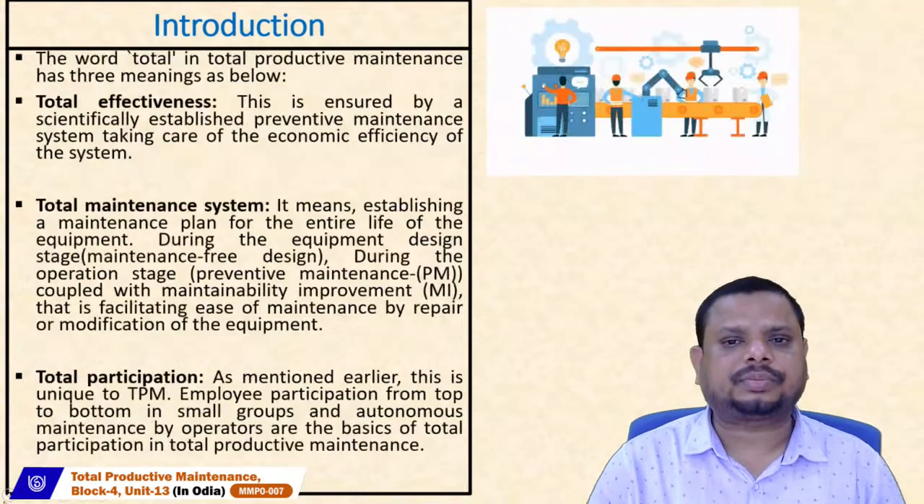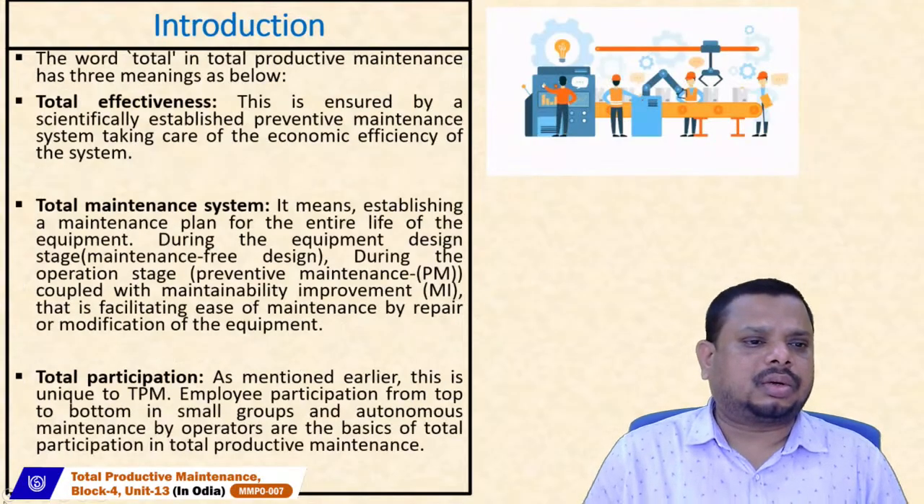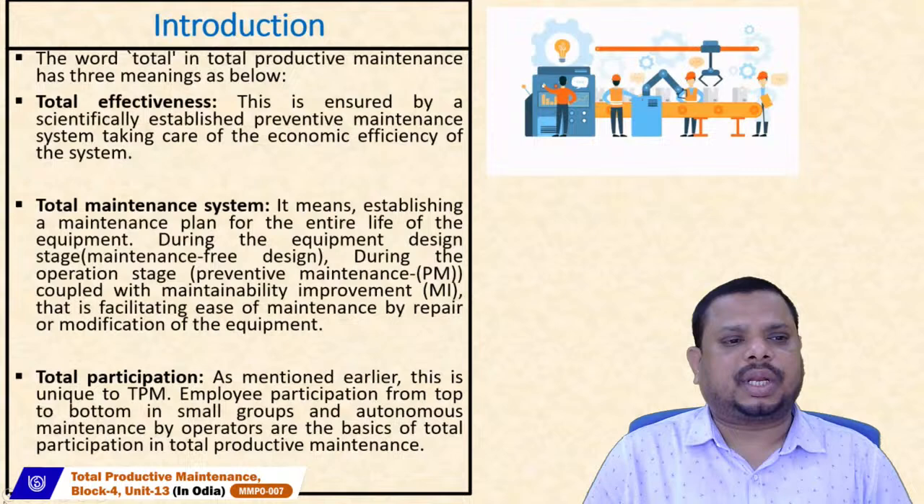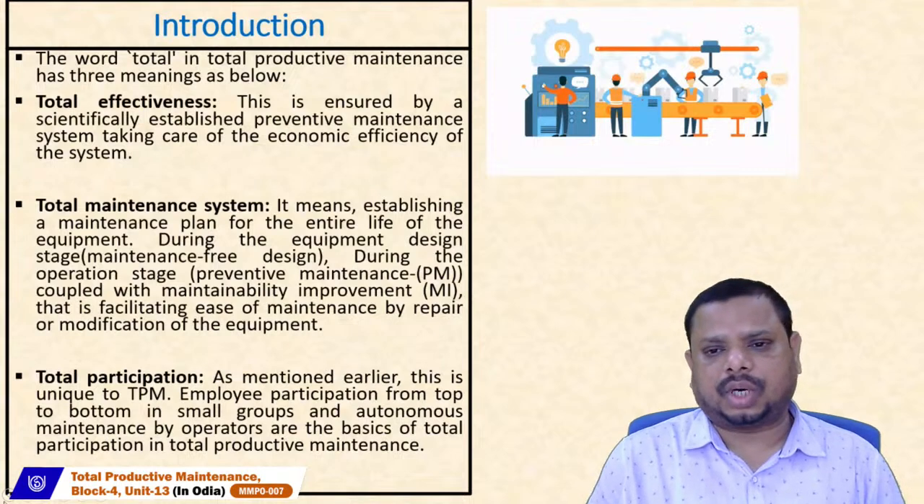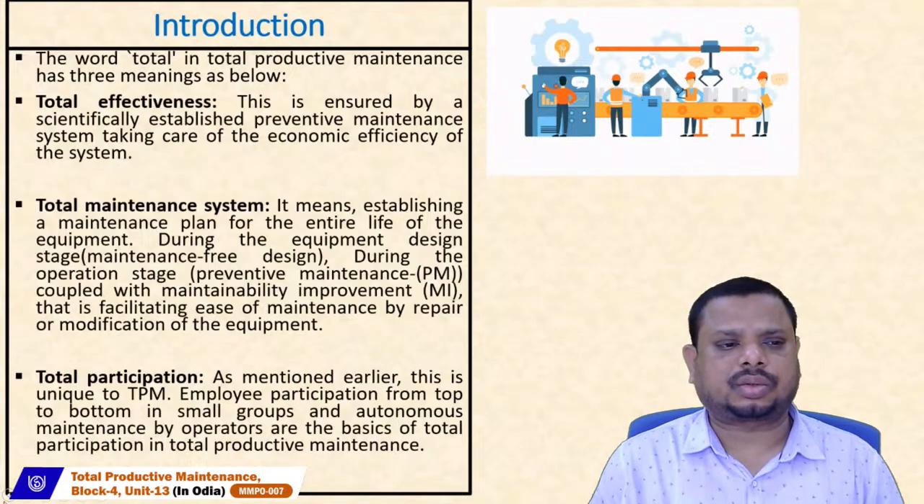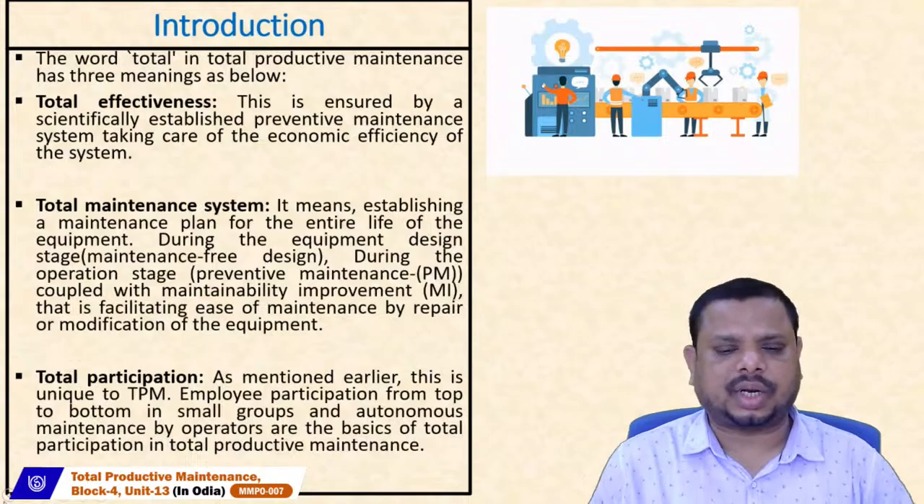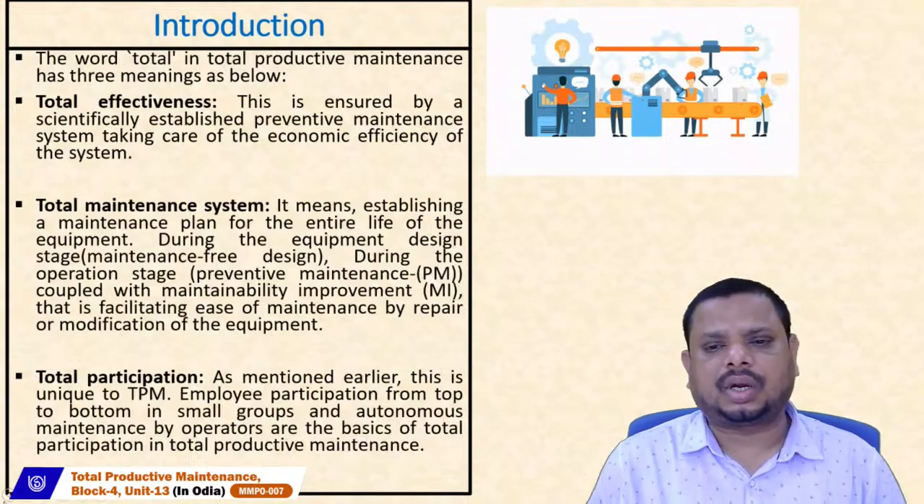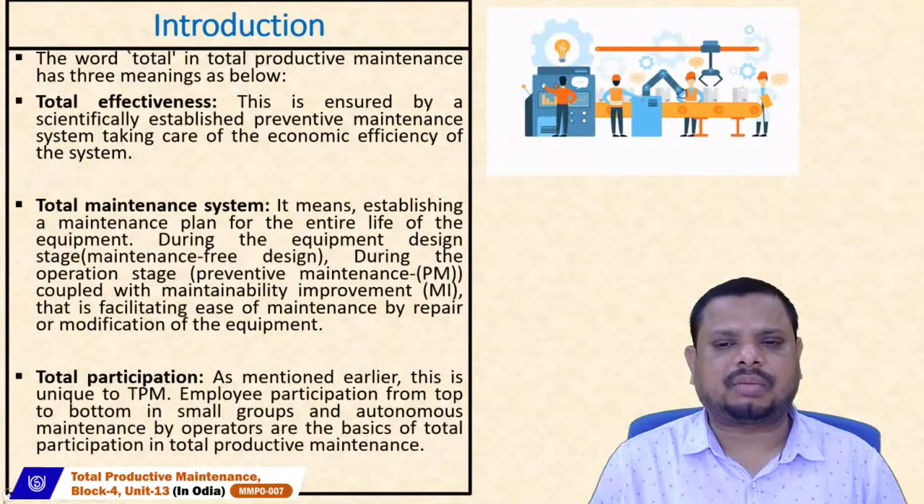Moving to the next one. Under total productive maintenance, whenever we pronounce the word total, it includes total effectiveness, the total maintenance system, and total participation. So let's understand what the total effectiveness, total maintenance system and total participation are.